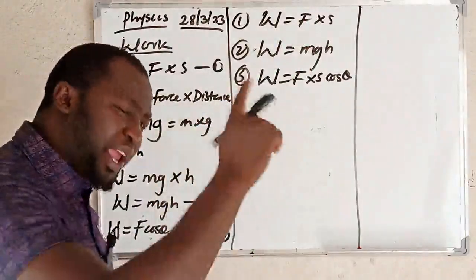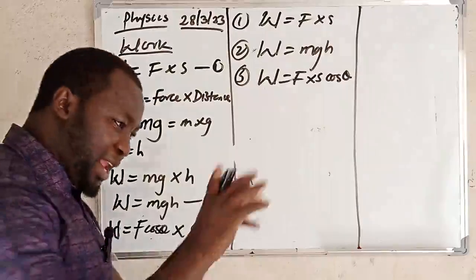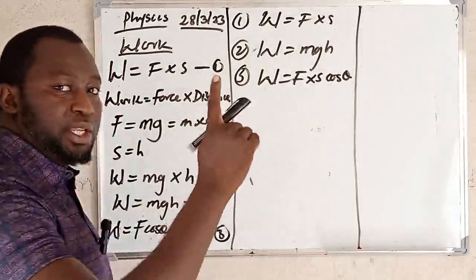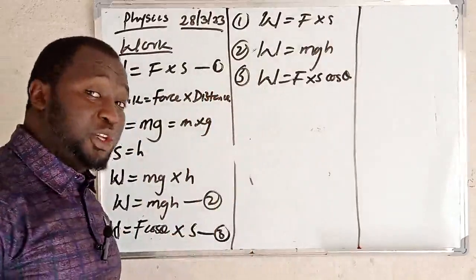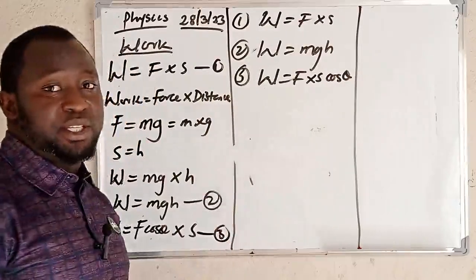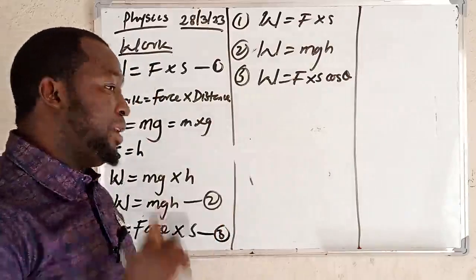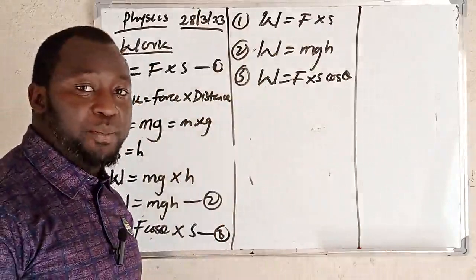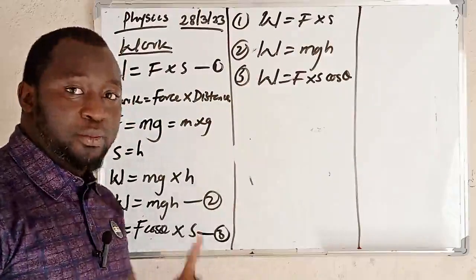So a student should quickly think when a calculation is given. You were asked to calculate work. You first think of the first formula. If it doesn't apply, think of the second formula. If it doesn't apply, try the third formula. I'm sure within these 3 formulas, you can be able to solve any work problem.